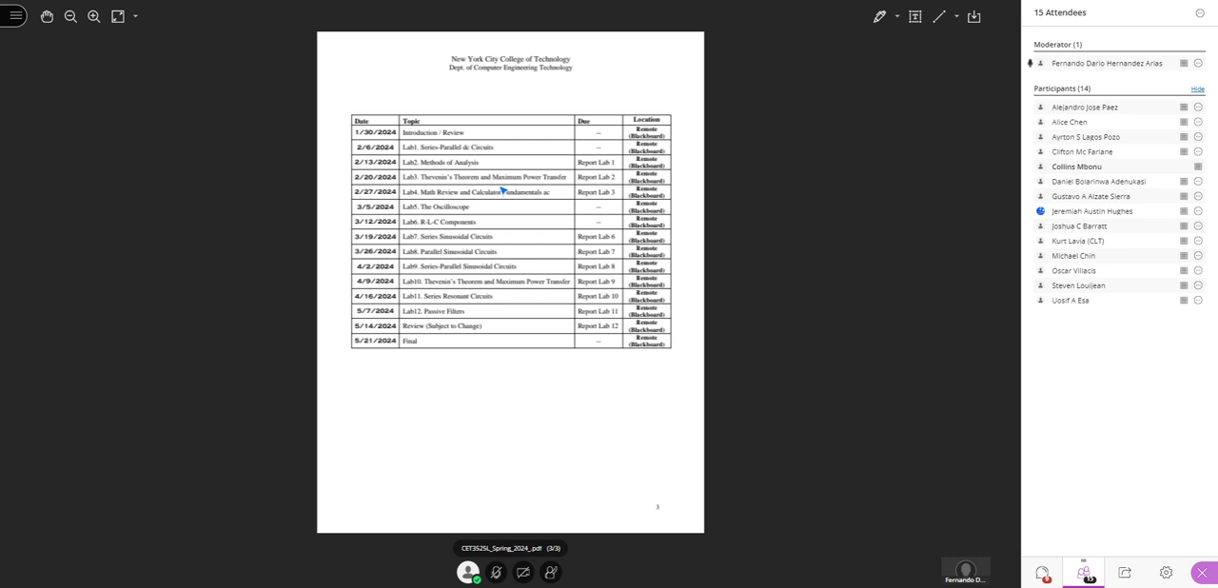So let me just load lab two. Here is the method of analysis. I know it's named there as experiment number three. I think that was named wrong in here by the department, even though the name is for number two, right? So this is what we're gonna be doing today, which is method of analysis.